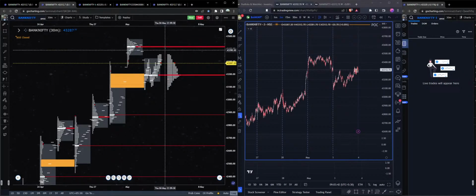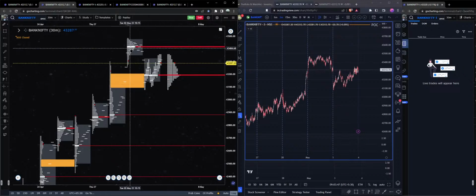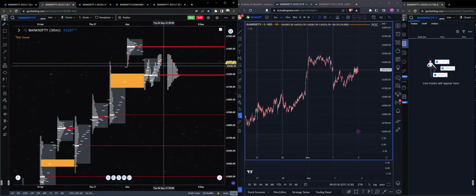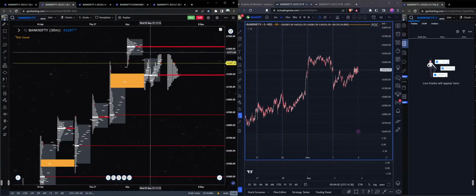Plus, yesterday, from the structure point of view, we have a poor high, and today we might be opening with a gap up, because overall inventory is pretty flat. If I compare yesterday's profile, Wednesday's profile, with Tuesday's profile, inventory is flat. So there is no major change.